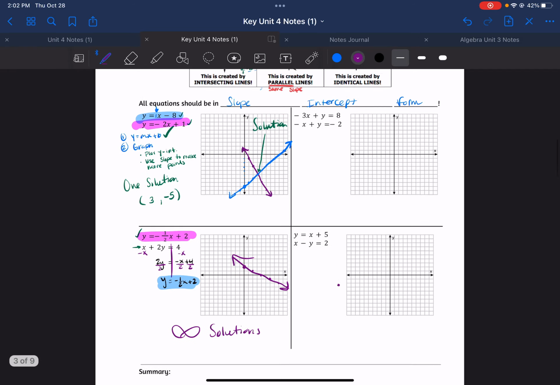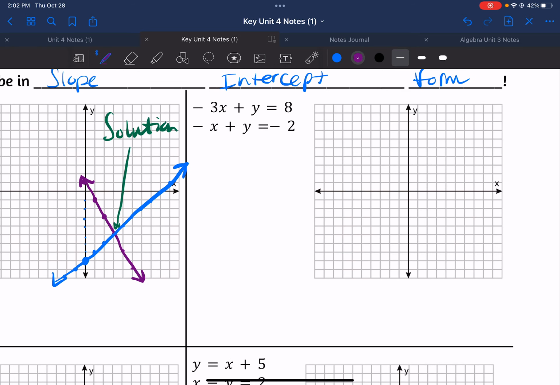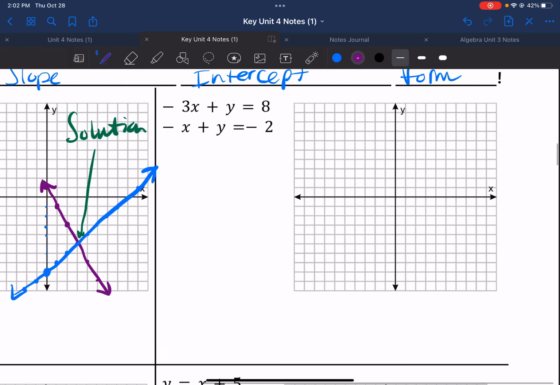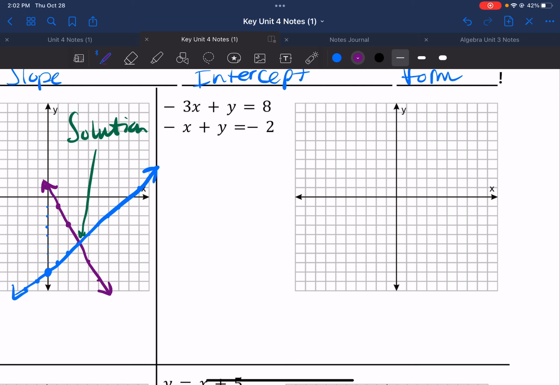All right, let's do these last two. I need to change this into, first step, y equals mx plus b, right? Slope-intercept form. So I'm going to do this one right here. We have negative 3x plus y equals 8. I need to add 3x here, add 3x here. So now I have y equals 3x plus 8. I'm actually done. I don't have to do anything else.